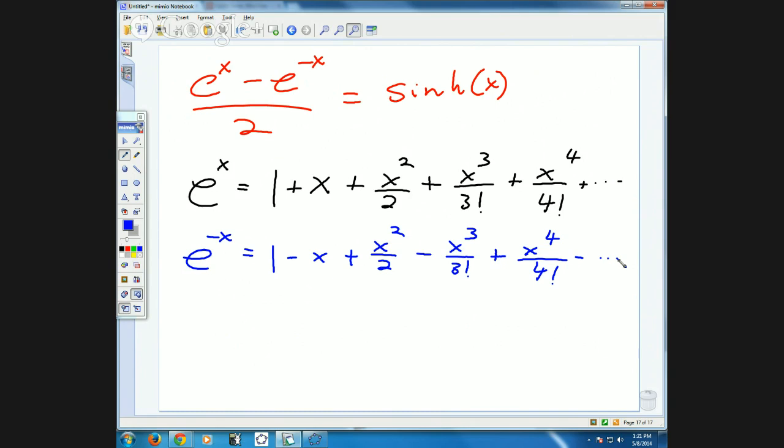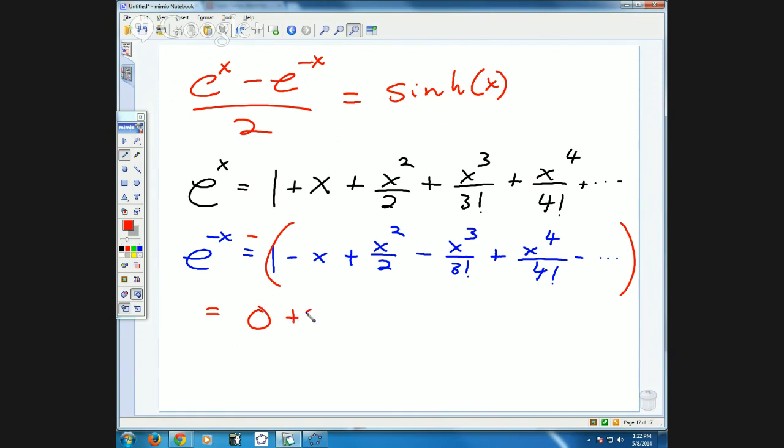Okay, so I need these two to create the hyperbolic sine. So what am I going to do next with these guys? Cancel stuff out. I'm going to subtract, right? So I need to subtract this whole series here from the one above. All right, let's see. 1 minus 1 is 0. It's a good start. Oh, I see what we're doing now. Right, so I'm subtracting these guys. So 1 minus 1 is 0. This says x minus negative x.